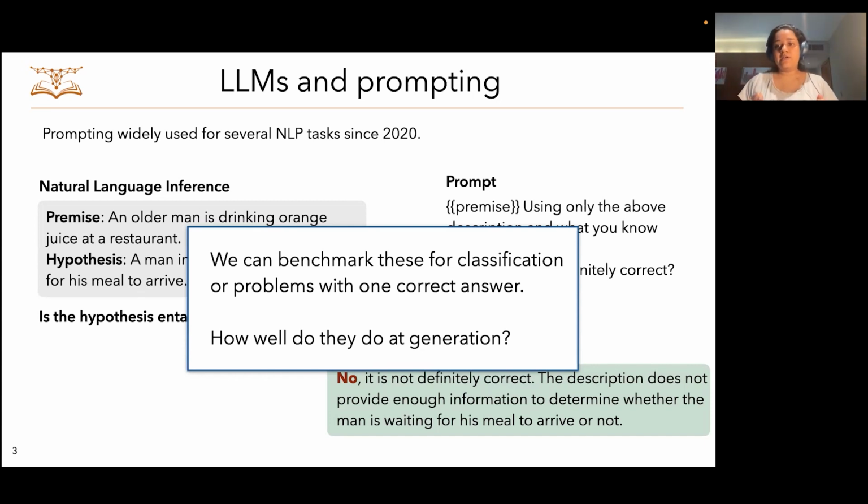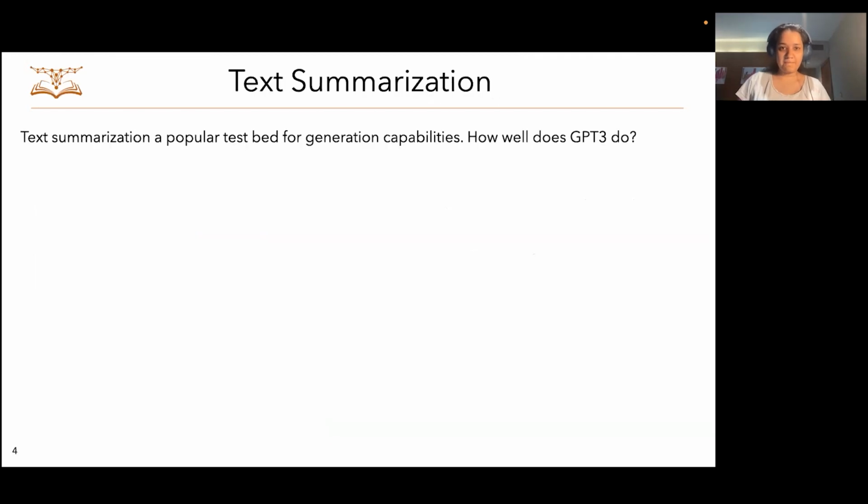But how do we evaluate how well they do at generation? Like, how do we evaluate whether that limerick was nice or whether that rap battle was nice or not? So the way we decided to do this was to look at text summarization, which is a popular test bed for generation capabilities. Firstly, summarization is an important task. It's a useful task. And people have been working on this research direction for, I was going to say a couple of years, but I meant a couple of decades now. So the question now is, how well does GPT-3 do here?